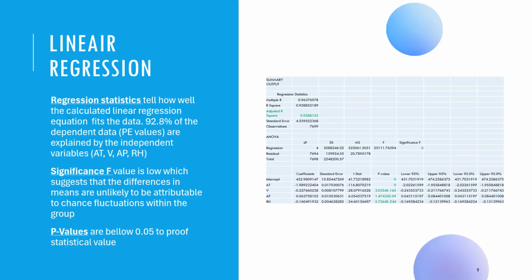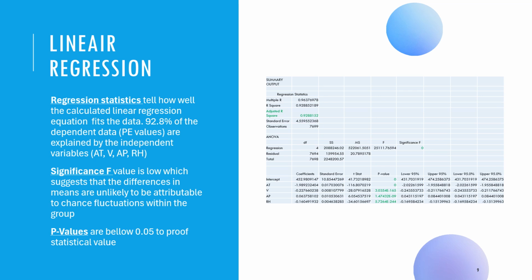This is the first model, the linear regression model. A few numbers are important from this table, which is taken from Excel. What you need to look at is the regression statistics, and it tells how well the calculated linear regression equation fits the data. As you can see, it's 0.928, which means 92.8% of the dependent data, which are the PE values, are explained by the independent variables, which are temperature, vacuum, relative humidity, and ambient pressure.